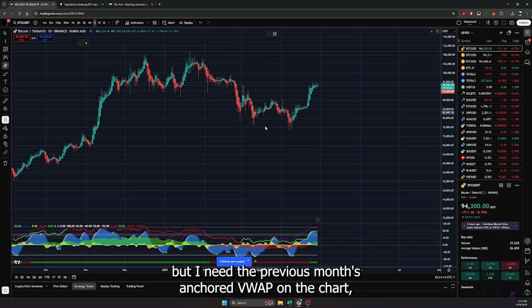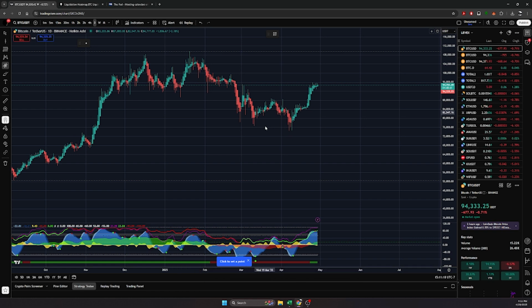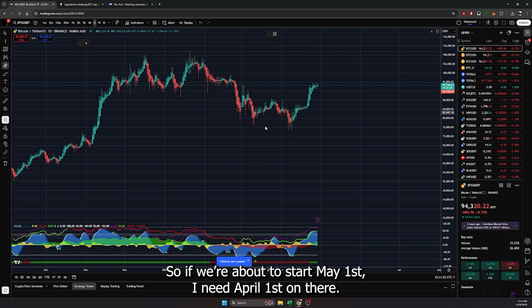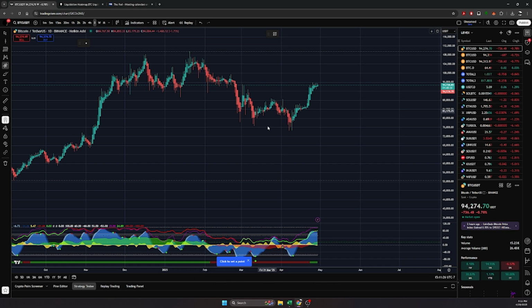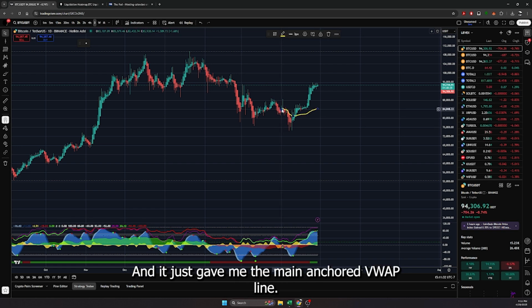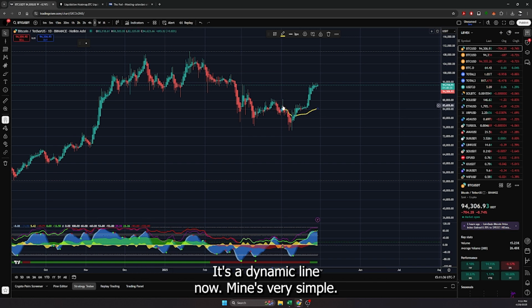But I need the previous month's anchored VWAP on the chart, which sounds difficult, but watch how easy this is. So if we're about to start May 1st, I need April 1st on there. So I'm going to find April 1st. There it is. Boop, and click it. And it just gave me the main anchored VWAP line. It's a dynamic line. Now, mine's very simple. It's only the line I need.